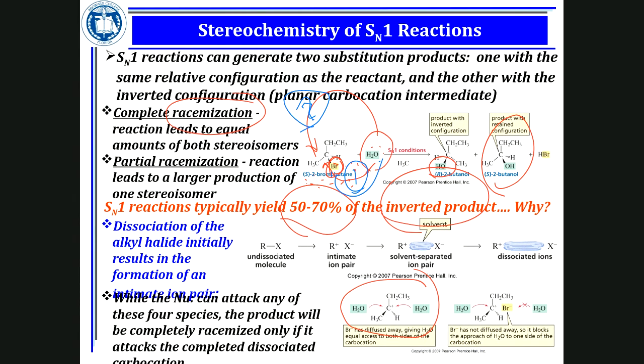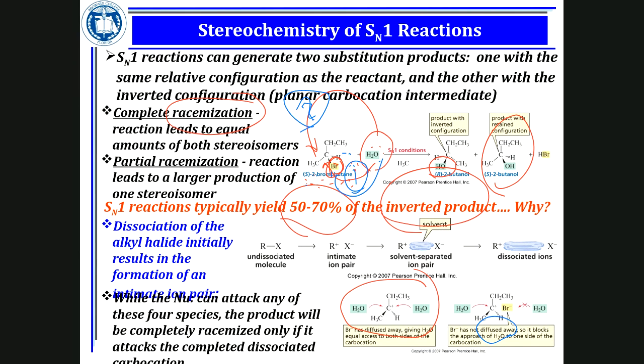So going from the backside attack is going to be easier because the Br has left but has not diffused away. So that's why I said that it's still in the neighborhood. So because it's still in the neighborhood, the nucleophile coming from the same side is not going to be as convenient, or as easy, as coming from the backside.